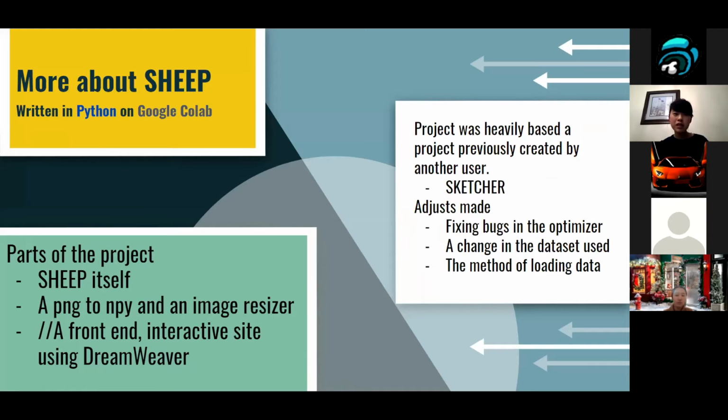In the process of building sheep, I took a lot of inspiration from another person's project, called Sketcher. Maybe you can find it online. They designed a very similar piece of code, and I took their code, and I found that there were some bugs in some places, such as in the optimizer. An optimizer is just something that basically makes the code accurate, and I changed the optimizer. I also changed the data set that the code was trained on, because I felt it was a better, more extensive data set.